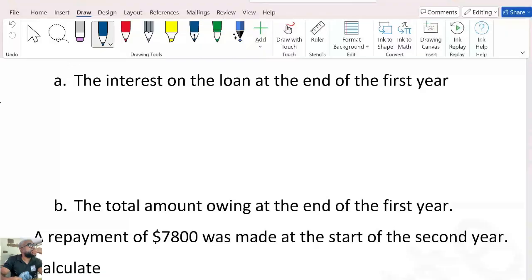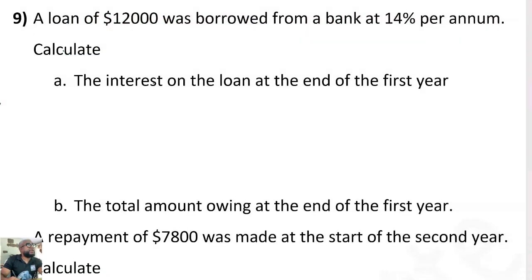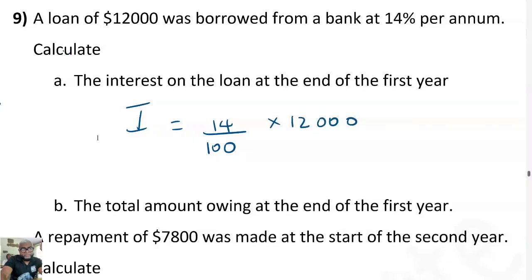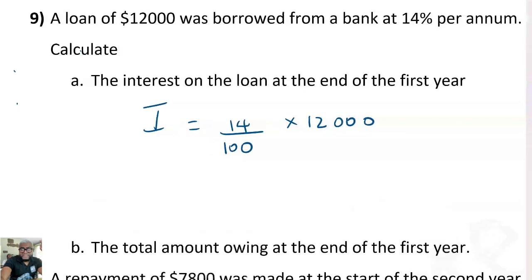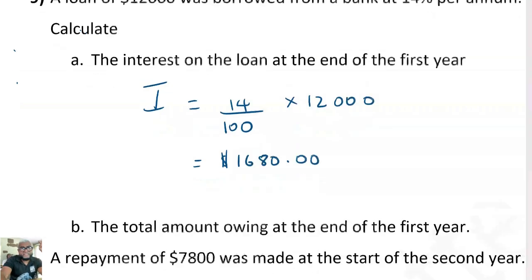Calculate. So you want to calculate the interest on the loan at the end of the first year. So the interest at the end of the first year would be equal to 14 over 100 multiplied by 12,000, which will give me what? 1,680. That's the interest in the first year.